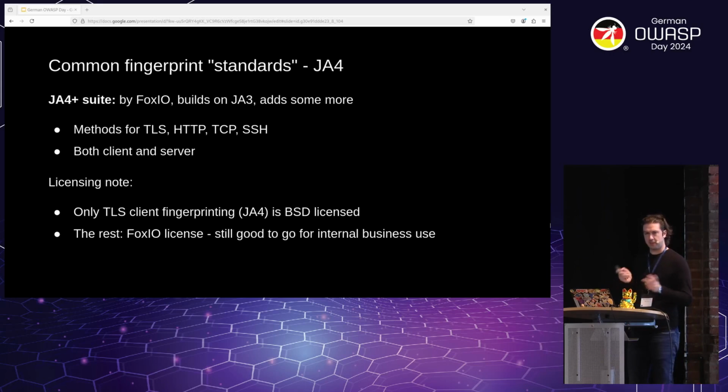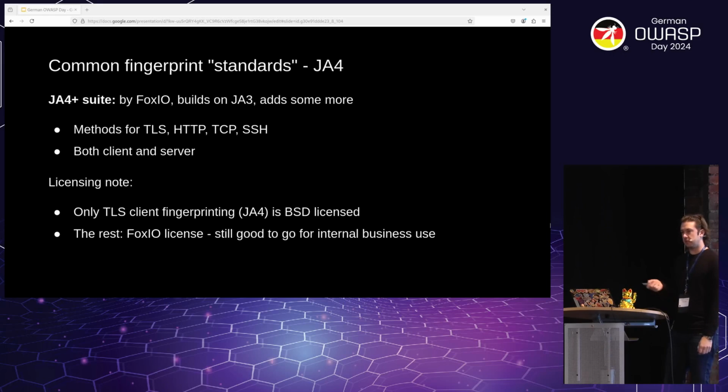Licensing note: only JA4 itself is licensed under BSD, so that one's basically free to go. The other ones are published under the FoxIO license, which is one of these partially commercial, partially open licenses. You can use it in an open source tool, and you can use it internally in your business. But if you want to build a product on it and sell it as a product, then you would have to reach out to FoxIO for a license.